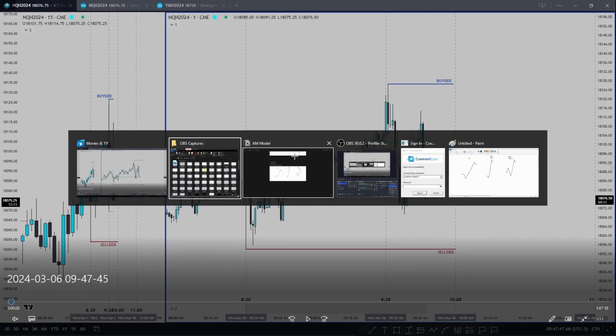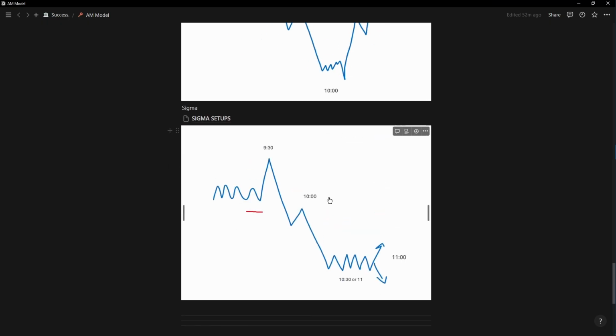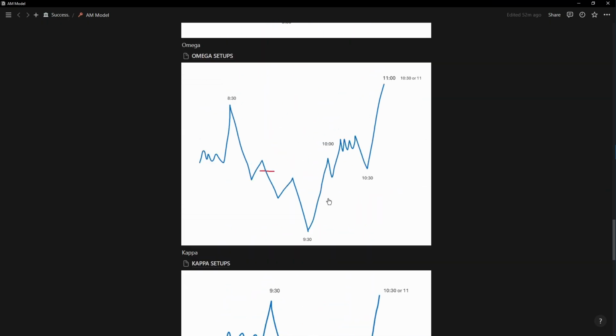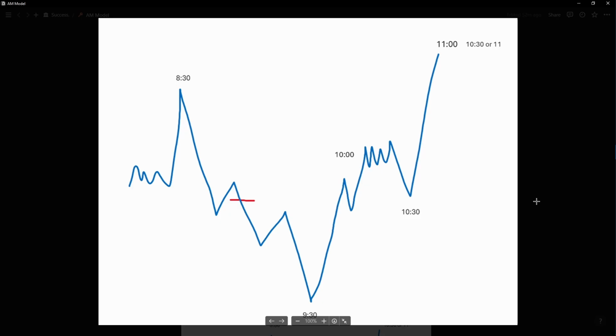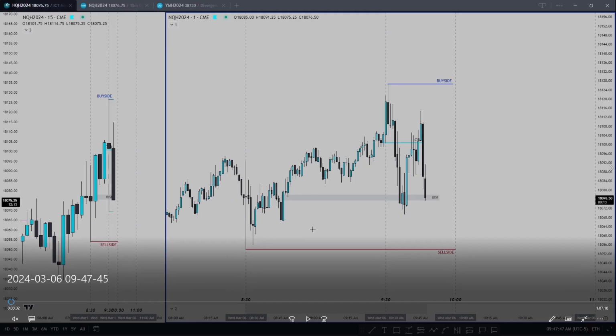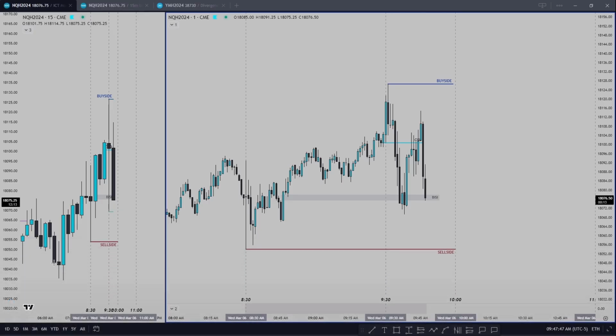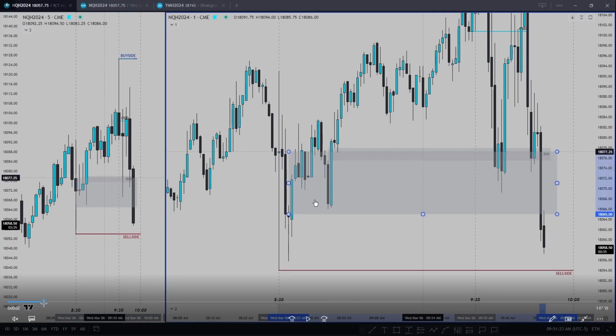So if we go into the Notion, that is going to be this one, but just flipped on its head. 8:30 liquidity sweep, 9:30 sweeps the other side, and it creates a market maker model into 10 o'clock or 10:30. Now, if you look at the first 3 to 4 different 5-minute candles, if you just go over the 5-minute chart.